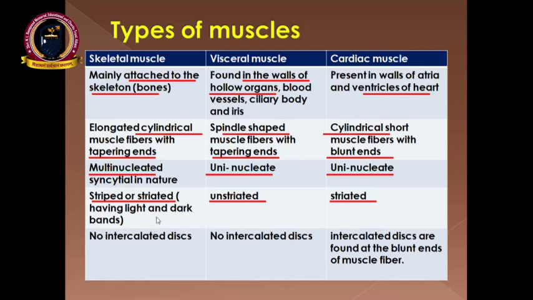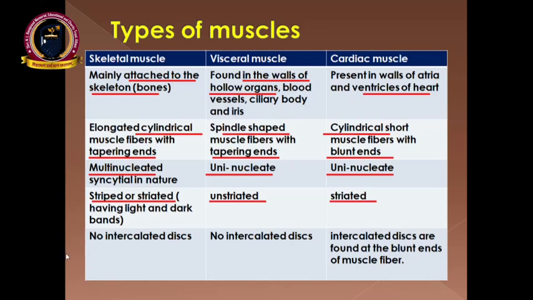Striations are due to the presence of dark and light bands. Under the microscope, if you observe stained muscle fibers, they show the dark and light bands, and these are because of the presence of two different types of contractile proteins, and they give this striated nature.